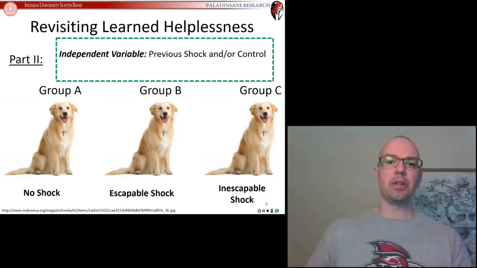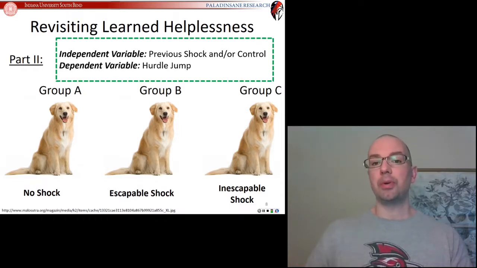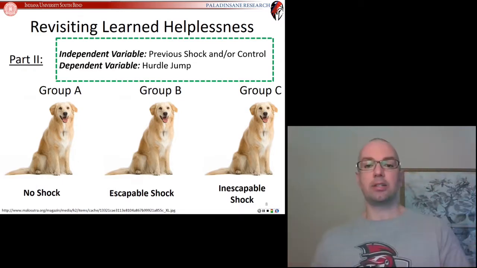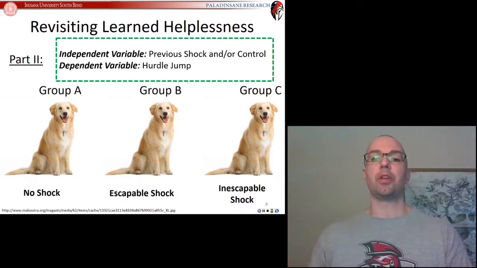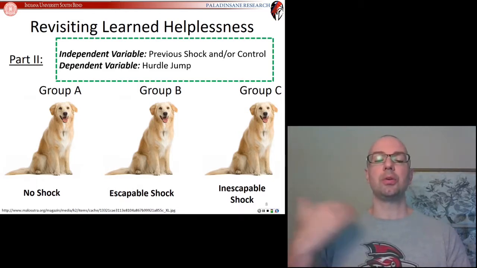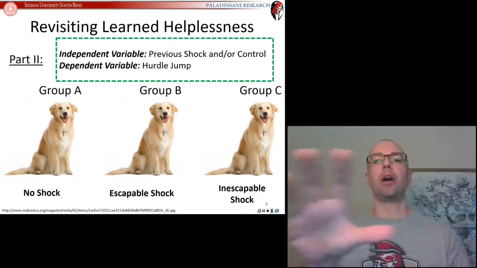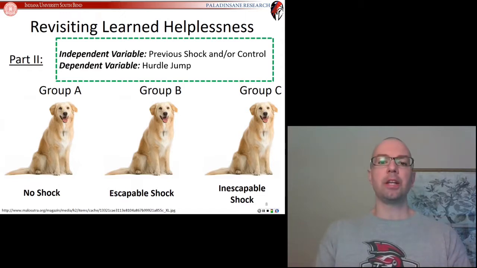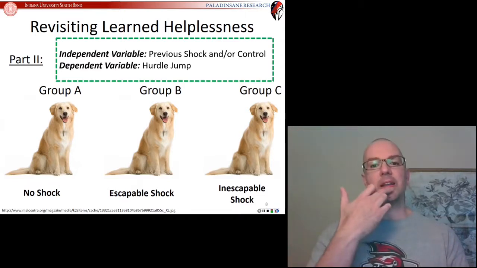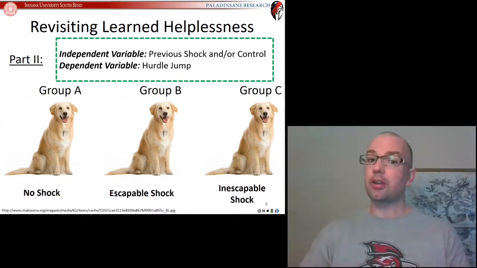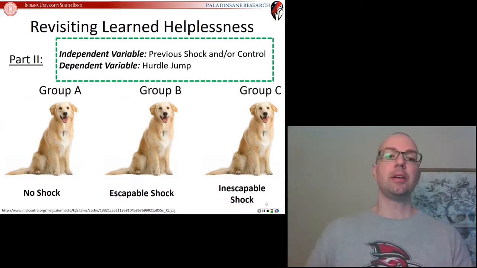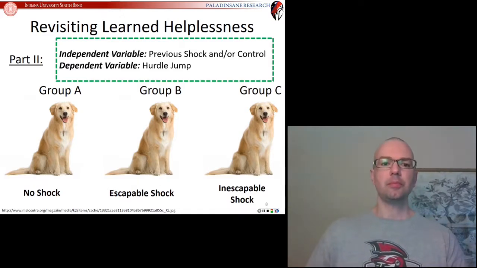The dependent variable in this case would have been the hurdle jump. So did the dogs jump over that hurdle? How long did it take them to jump over the hurdle? Did they do it during the shock? Did they do it during the tone? This was all behavior that was allowed to vary freely, and it was behavior that the experimenter would measure, not control, so that makes it the dependent variable.